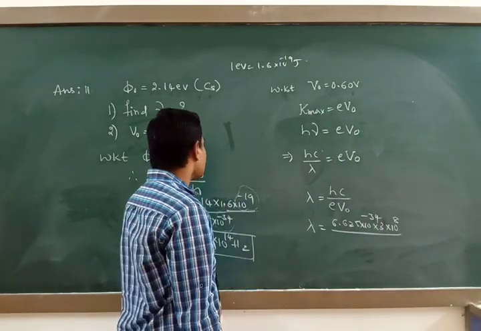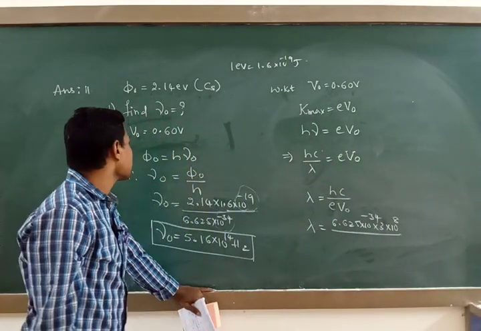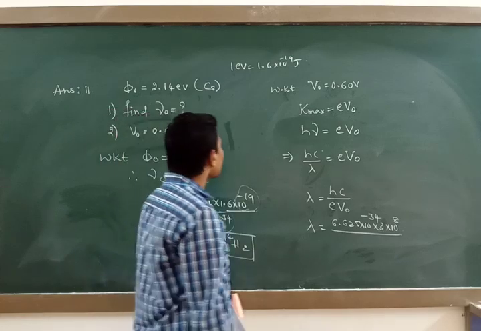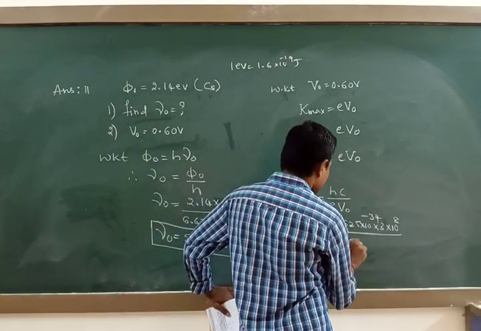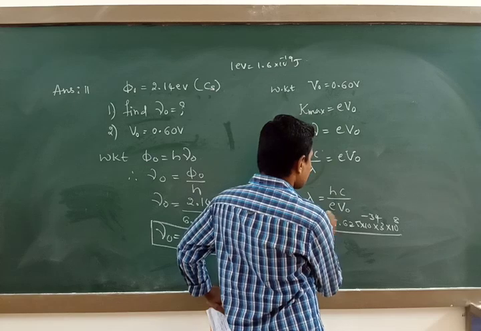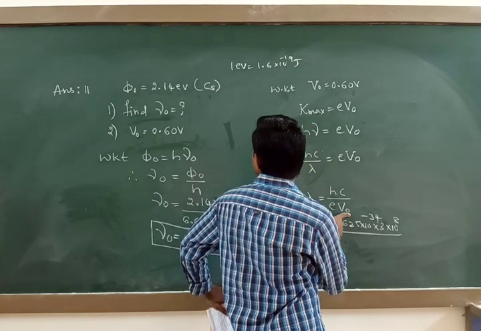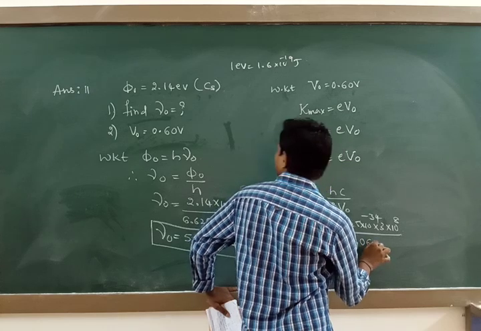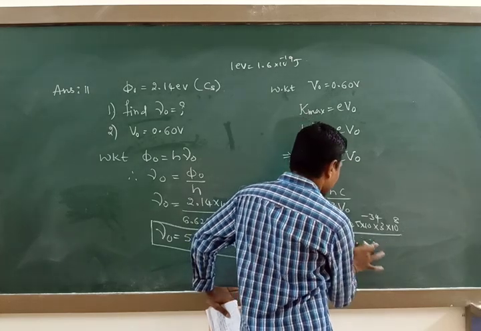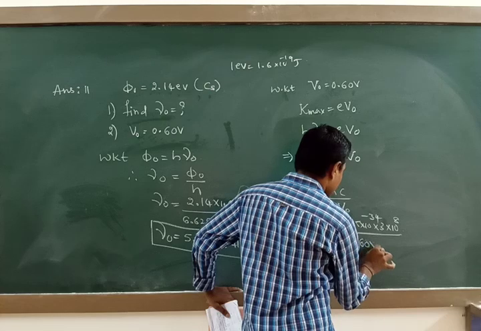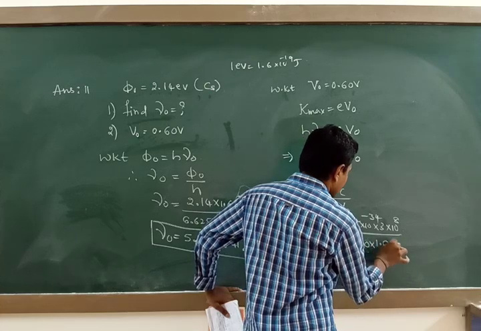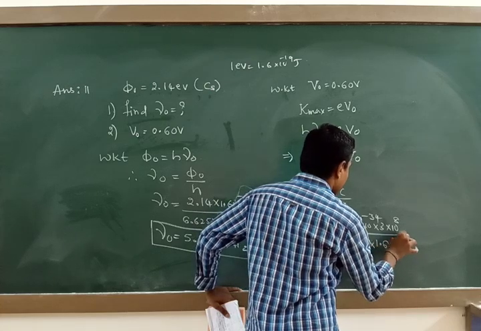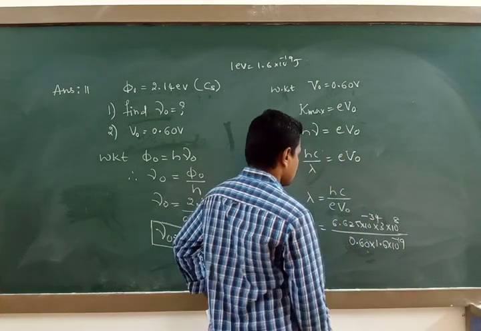So lambda is equal to 6.625 into 10 power minus 34, Planck's constant, and speed of light 3 into 10 power 8, divided by, and 1 electron volt is equal to 1.6 into 10 power minus 19 joule. So here, see, what is the value? It comes 0.60 electron volt. So the threshold V naught is 0.60 electron volt. So 0.60 into 1.6 into 10 raised to minus 19. Okay, so like this you have to use it.